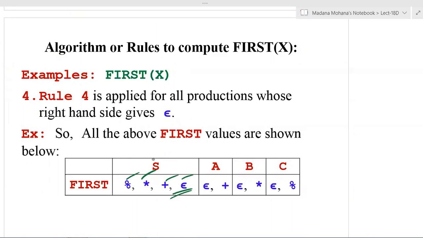So rule 3 is whenever on the right hand side any variable derives null, then you can add non-epsilon symbols of that first value to first of the left hand side variable. Like that, if the first variable derives null, then you check the second variable. If the second variable also derives null, then you check the third variable. Like that, you can continue for rule 3. Whereas rule 4, in the right hand side, all variables derive null. Then what you have to do? You can add null to first of the left hand side variable. So like that, by using these rules, you can compute all first values.